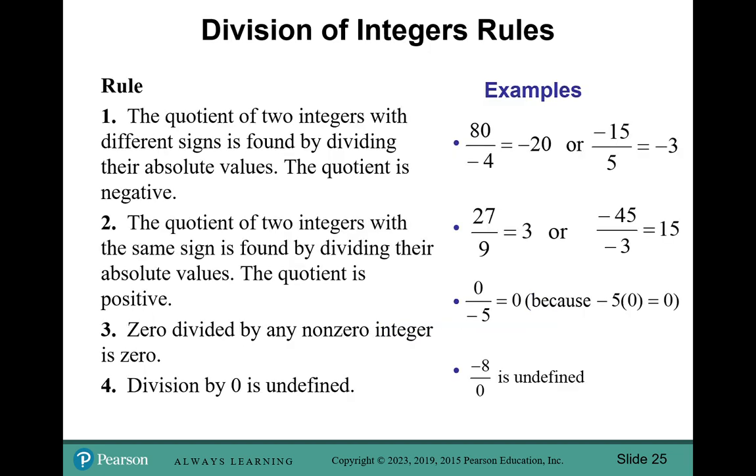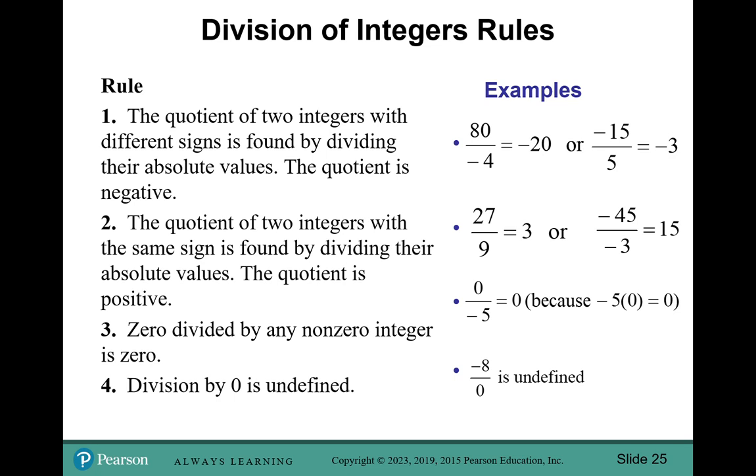We have rules for division of integers just like multiplication, and they are very, very similar. The quotient of two integers with different signs is found by dividing their absolute values, and the quotient is negative, just like in multiplication. The quotient of two integers with the same sign is found by dividing their absolute values, and the quotient is positive. 0 divided by any non-zero integer is 0. Division by 0 is undefined.